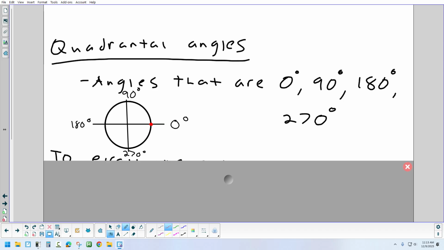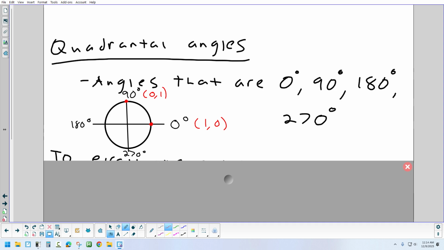Anyone have a guess, knowing that that's a unit circle, what the coordinate would be for the dot at 0 degrees? Yep. 1, 0. So 0, 1, that's going to be 90. 1, 0 is the coordinate for 0 degrees. Never changes. It's always the same.